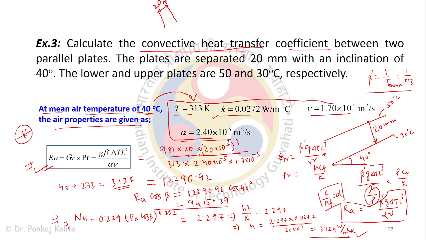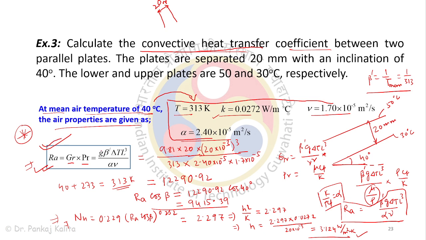Now, to calculate the convective heat transfer coefficient, what we need to know is your Rayleigh number. Okay, so Rayleigh number is basically the product of your Grashof number and Prandtl number. This is the formula for Rayleigh number. This you need to remember.